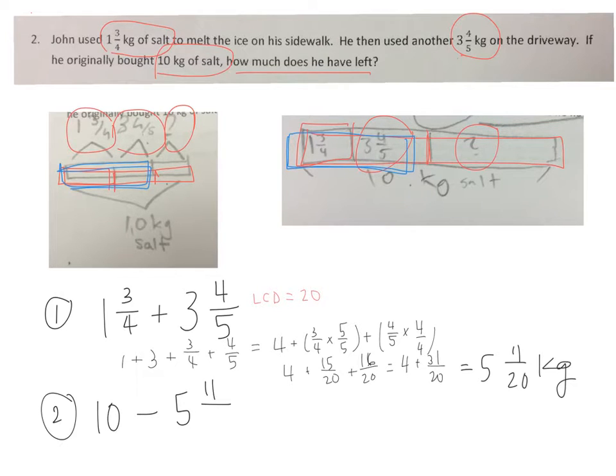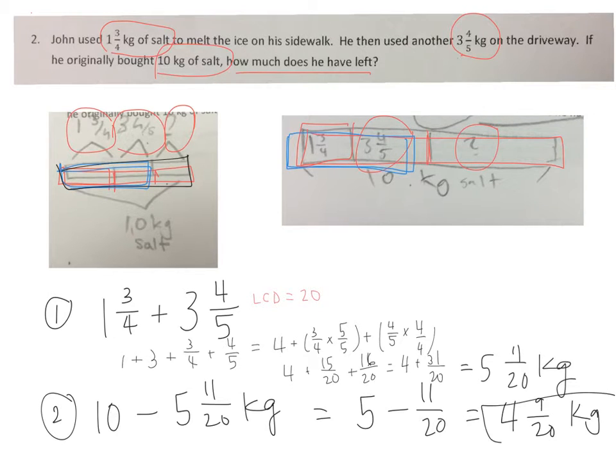So I can take his original amount altogether with the whole tape diagram, which is 10 kilograms, and I subtract the amount he's already used up, which is 5 11/20 kilograms. So what's 10 minus 5? Okay, so that equals 5, and I subtract another 11/20. What's 5 minus 11/20? It's going to be 4 and 9/20. And what's my label? Kilograms. Good.